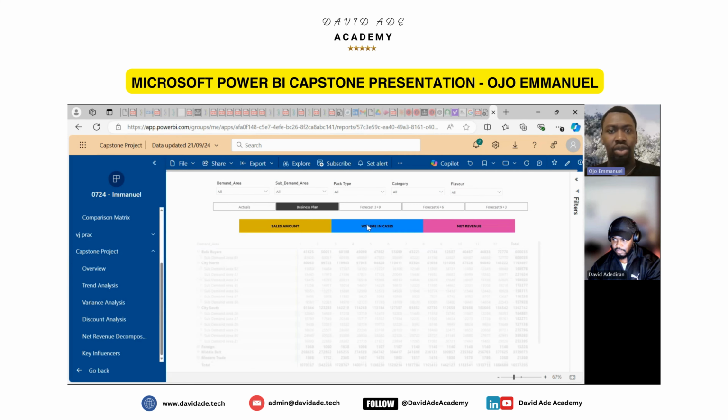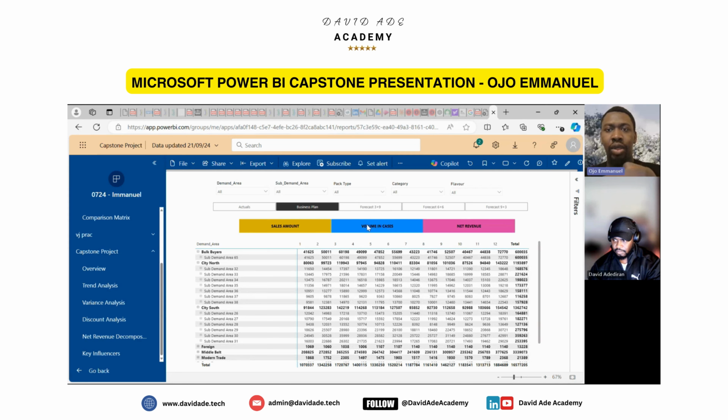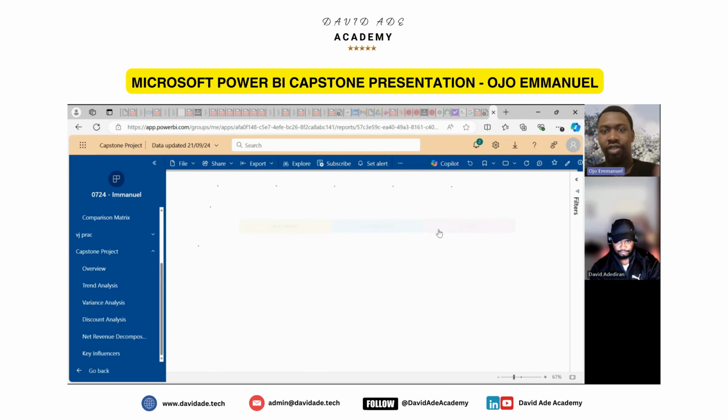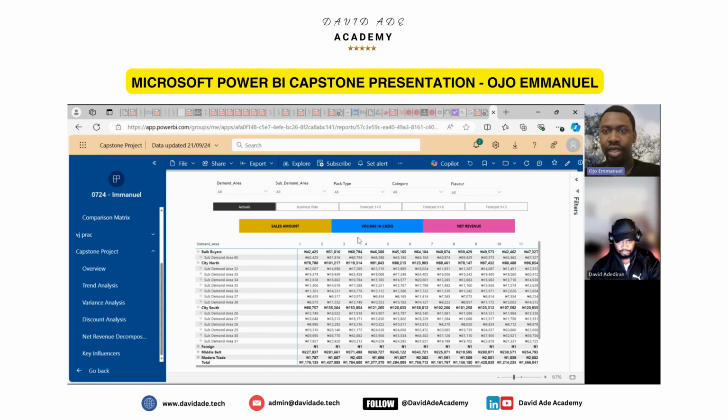Also, the volume in cases shows the number of volumes they've sold. If we look at the volume in cases in the business plan, we can see the total is different from what they produced in the business plan and the volume they sold in different quarters. The net revenue shows the net income, the revenue they gained from the actuals, the business plan, the focus 3 plus 9, and the focus 6 plus 6.